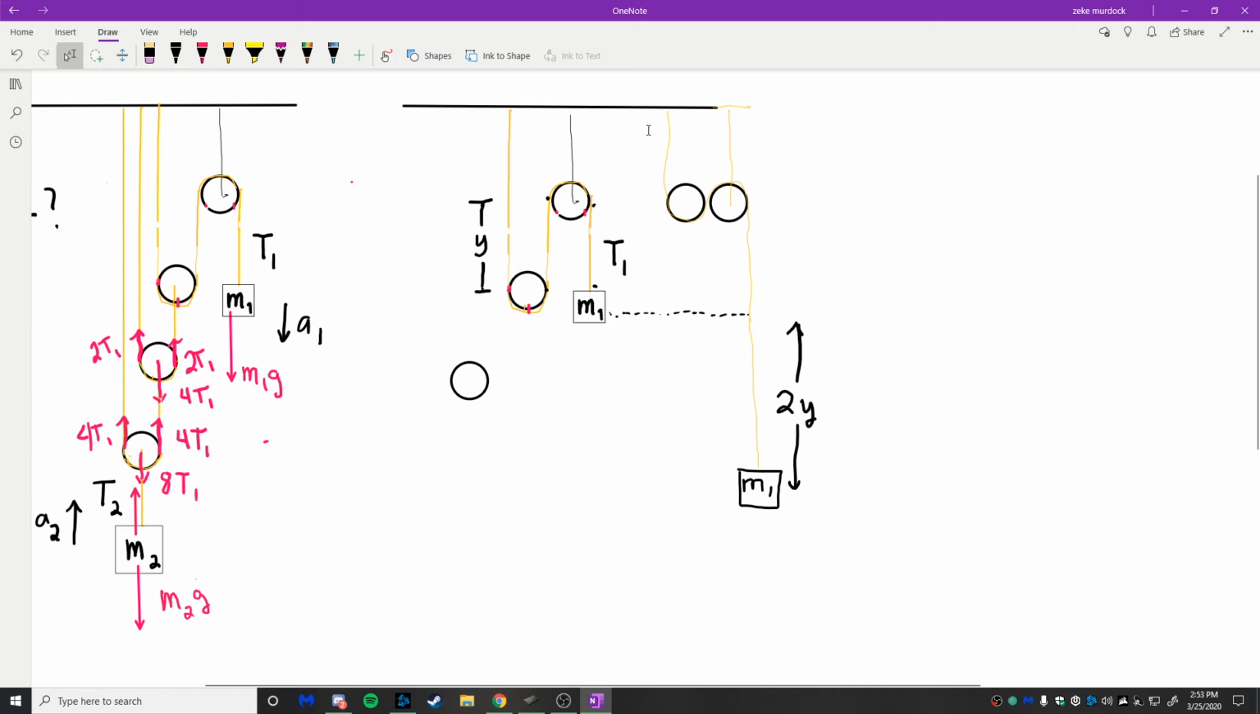Just for people on YouTube. So in order for that to happen, you need to pull string from between these 2 points and from between these 2 points. And that's why you get twice as much string here as you do from these two. So that this pulley moved up a distance y, while M1 moved down a distance that's 2y.